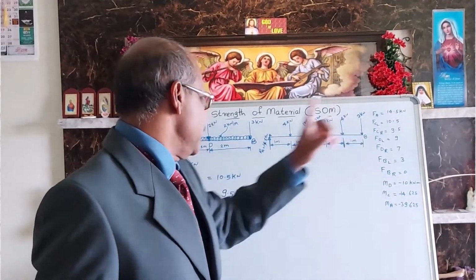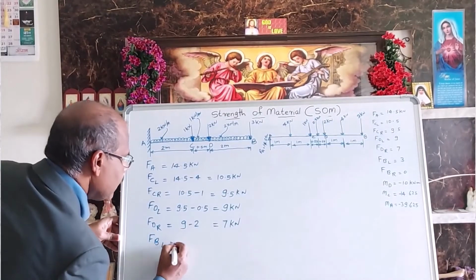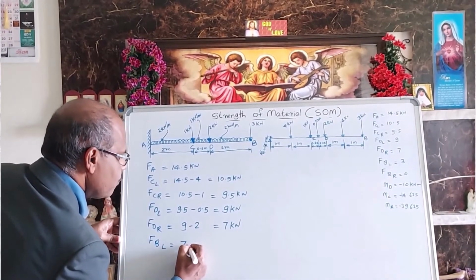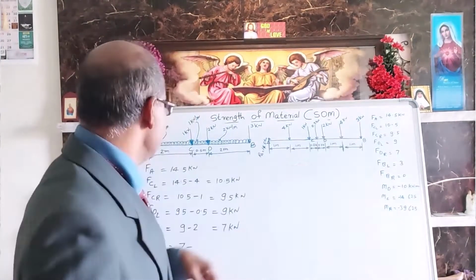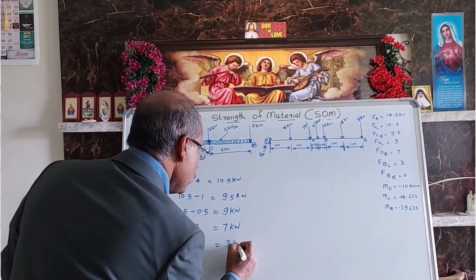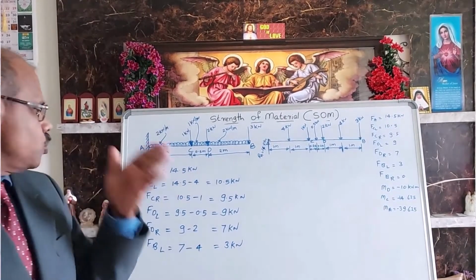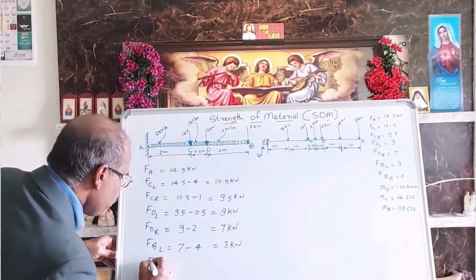Next point is B. So F, B, L: 7 is already there. Carry forward that 7. Minus we are having 4 kilonewton here, so minus 4 kilonewton. Then we are getting 3 kilonewton. Now move the section to the right side of that point B.